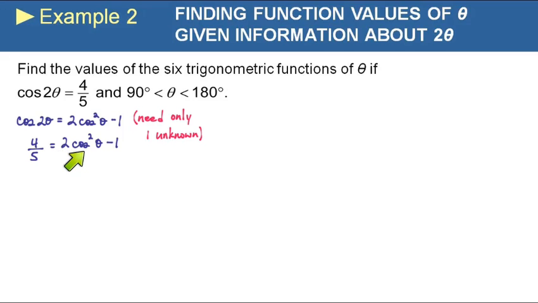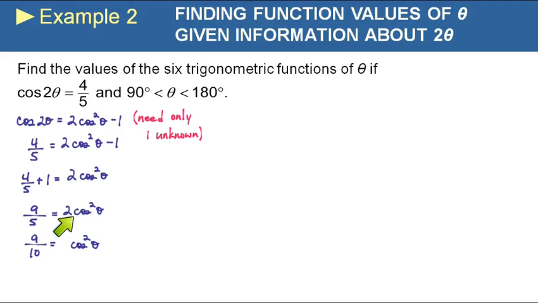Okay, our job here is to isolate the cosine of theta. So we're going to have to start by adding 1 to both sides. Now 4/5 plus 1 would be 4/5 plus 5/5, which is 9/5. And that's going to be equal to 2 cosine squared. We need to divide both sides by 2. So if you divide the right side by 2, it cancels out the 2. If you divide the left side by 2, the 2 shows up in the denominator, and you get 9 over 10 equals cosine squared. Now you have to get rid of the square.